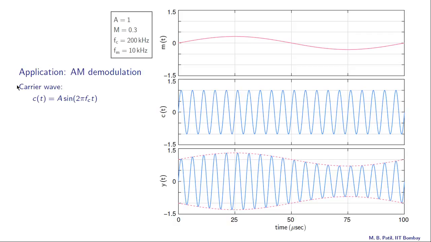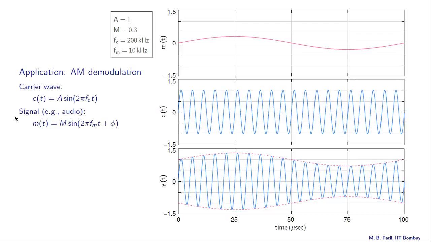There are three components involved in amplitude modulation. One is the carrier wave c of t, which is sine 2 pi fc times t, and fc is called the carrier frequency. Now this is a relatively high frequency, and here is an example of c of t.